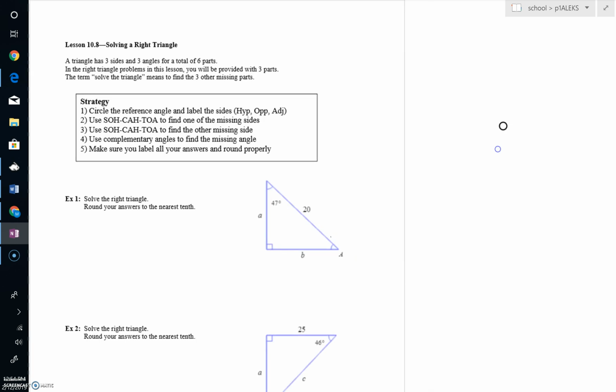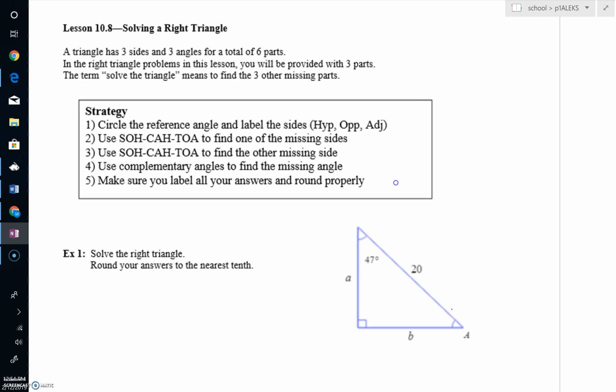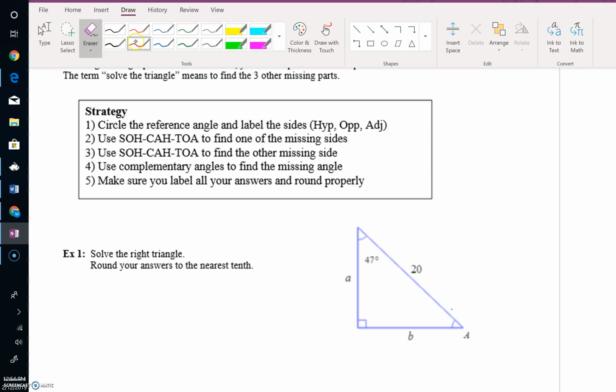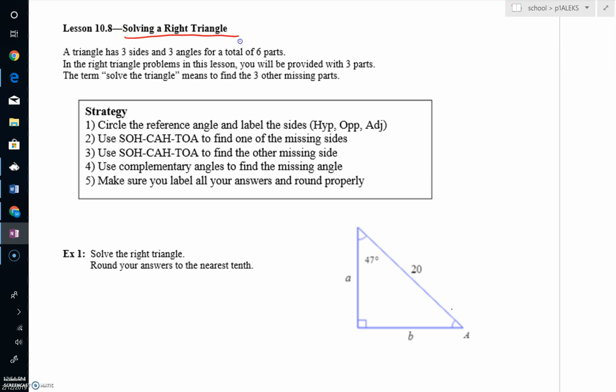Algebra 2, 10.8. We're in this last section of this right triangle trig unit, and we're going to solve a right triangle. Now, when we solve a right triangle, that just means find all the missing parts. A triangle has 6 parts. It has 3 sides. It has 3 angles. And in right triangle problems, you'll be provided 3 parts. You'll have to find the other 3 missing parts.